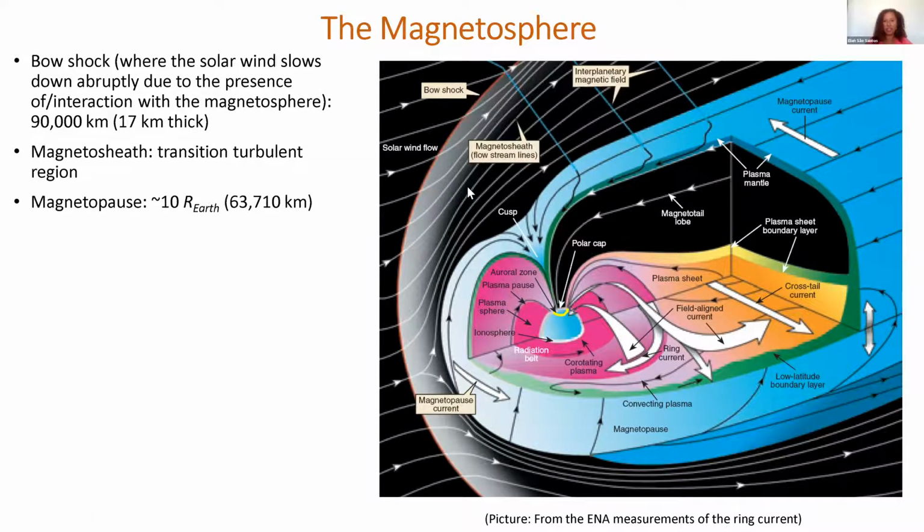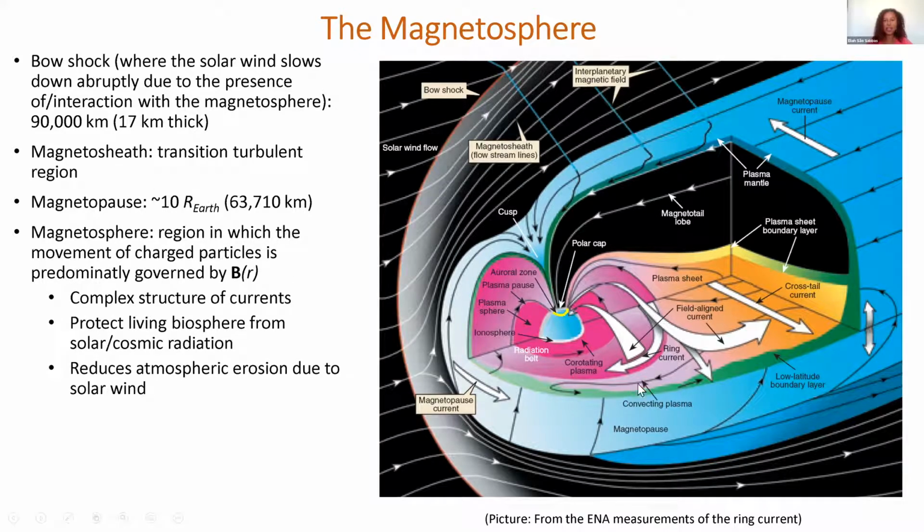Then the next feature is the magnetopause, and that defines where the magnetosphere starts. The magnetopause is about 10 Earth radii distance from the surface, which is 63,710 kilometers altitude. Then we have the magnetosphere, the definition of which is a region where the movement of the particles is defined by the magnetic field, in this case, the magnetic field of the Earth. It has a very complex structure of currents.